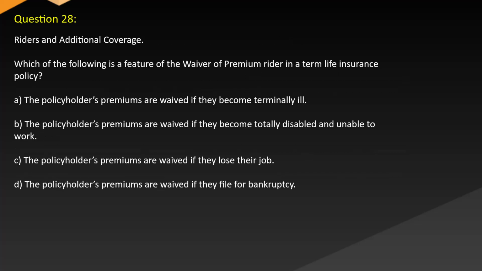Question 20. Riders and additional coverage. Which of the following is a feature of the waiver of premium rider in a term life insurance policy? A. The policyholder's premiums are waived if they become terminally ill. B. The policyholder's premiums are waived if they become totally disabled and unable to work. C. The policyholder's premiums are waived if they lose their job. D. The policyholder's premiums are waived if they file for bankruptcy.